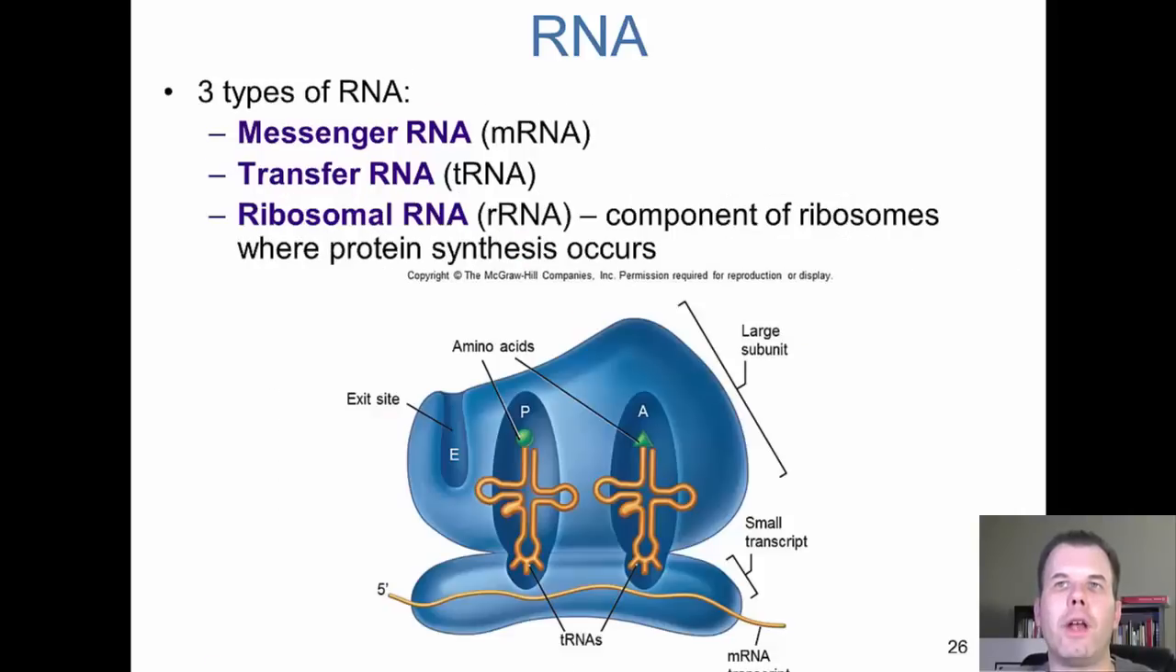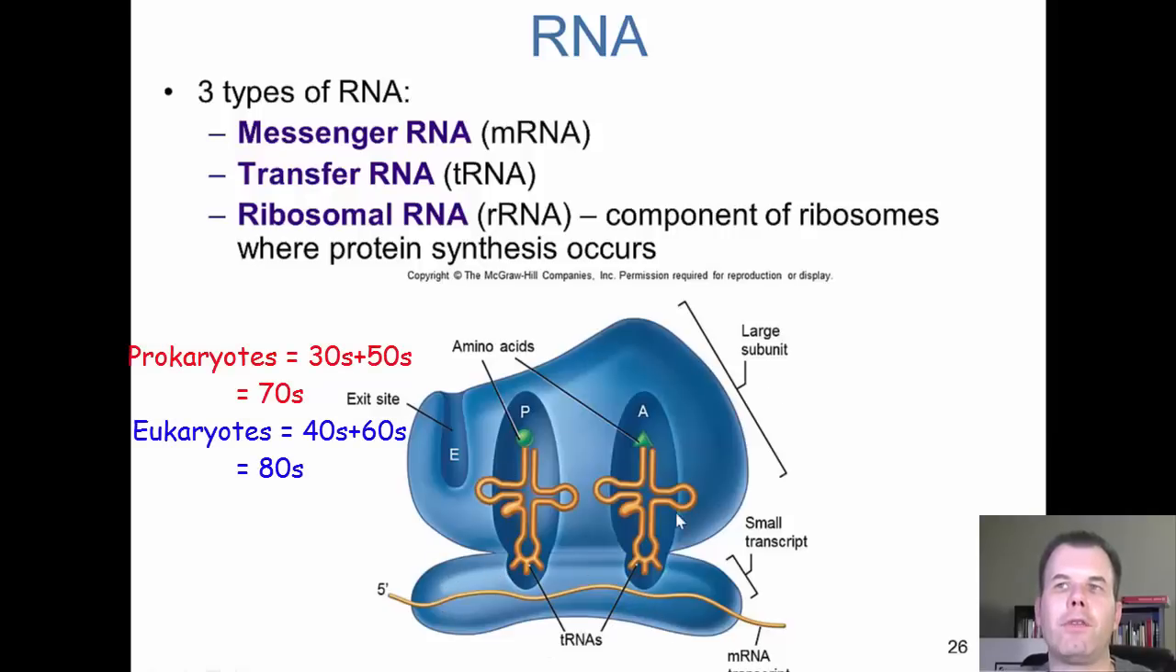Now, the last one is the ribosomal RNA. This is the rRNA. And again, we're talking about the subunits. And remember, the difference in prokaryotes is that they have a smaller subunit. They have a 30S and they have a 50S, which makes the 70S. In eukaryotes, they have a 40S and a 60S, and that makes an 80S. And again, don't add them, because it's all about things spinning down.